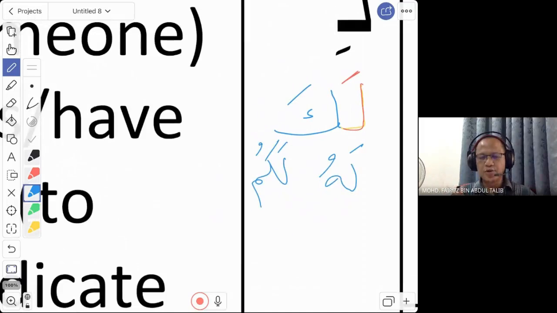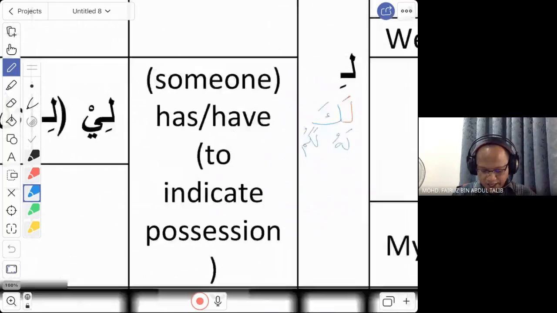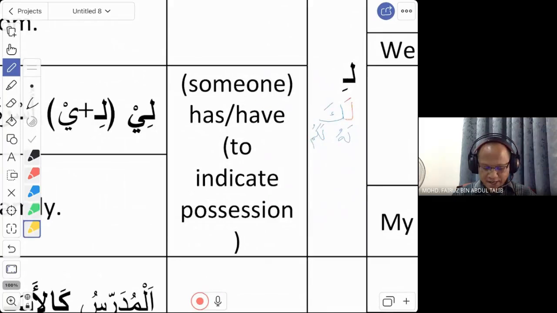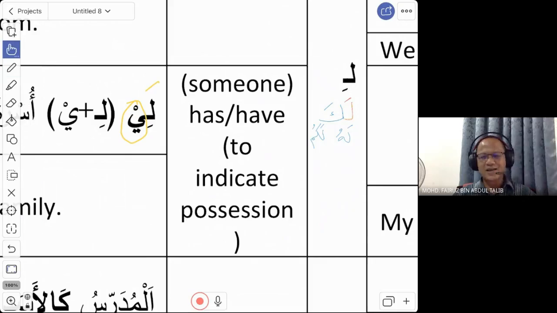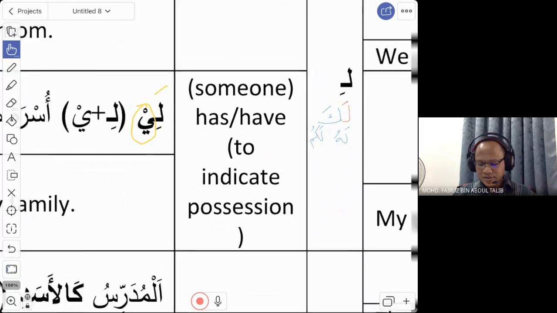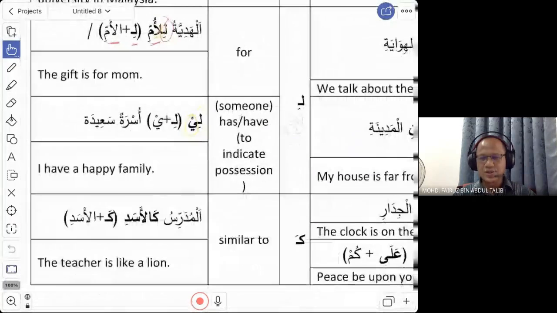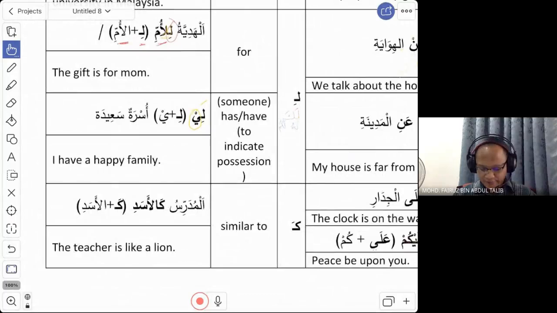Okay, so this is where you use la with all the pronouns except this one, except the word ya, because here you don't say lie. You cannot say lie. Of course, you have to follow the ya, then it becomes li. Other than that, it becomes la: laka, lahu, lakum, lana, and so on. Okay, so that is how you use the word la or li. Okay, any question for la or li?